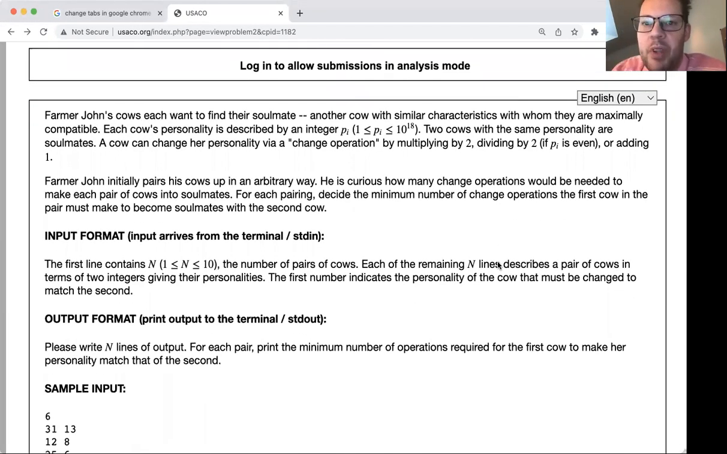Let's read it together. Farmer John's cows each want to find their soulmate, another cow with similar characteristics with whom they are maximally compatible. Each cow's personality is described by an integer from 1 to 10 to the 18th. 10 to the 18th. That's a big number. Probably going to need long longs for this then. Two cows with the same personality are soulmates.